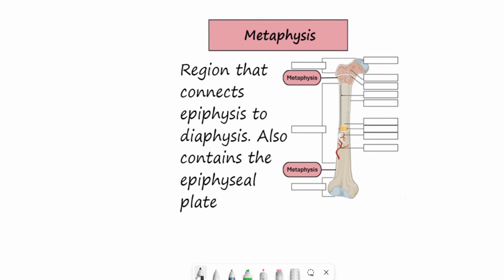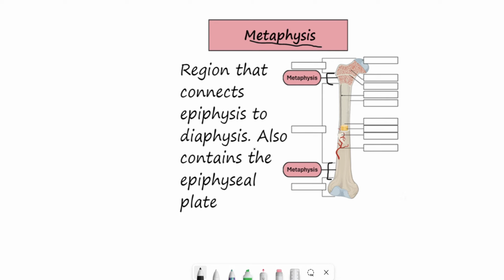The region that connects your epiphysis to your diaphysis is known as the metaphysis. As I explained in that past slide, your metaphysis is this region right here and this region right here. There is a proximal and distal metaphysis as well. Those terms really aren't used when it comes to the metaphysis. That's more so for the epiphysis, just because metaphysis is less commonly used, but it is important.